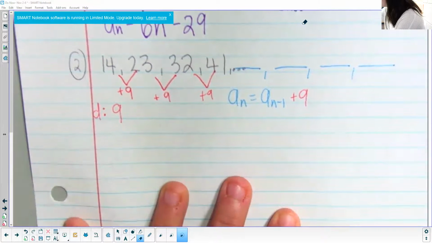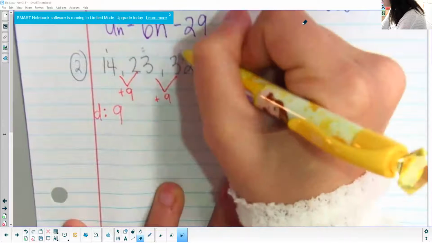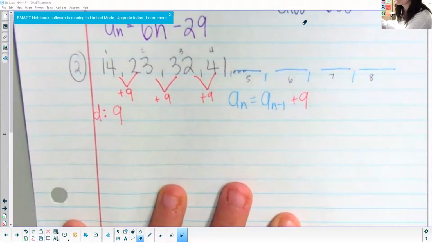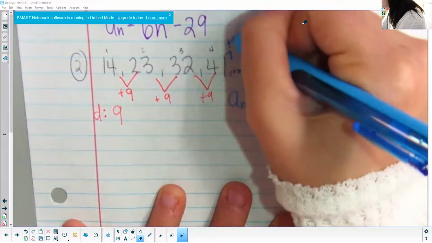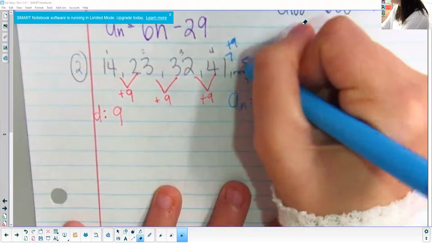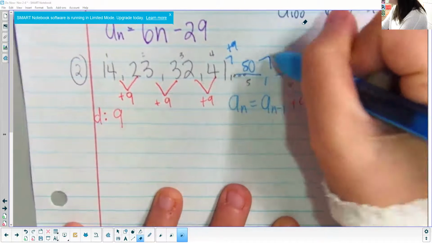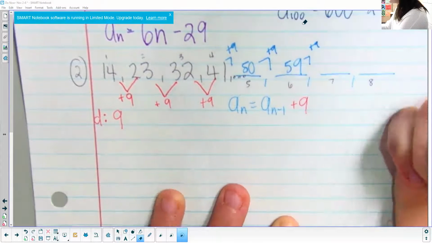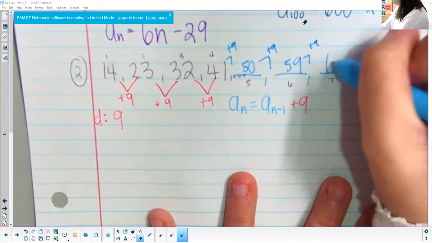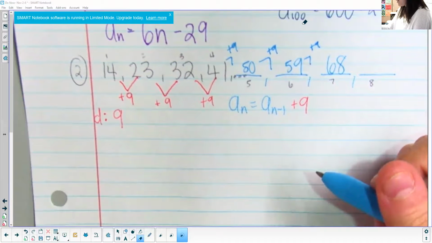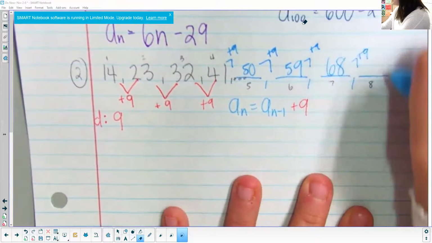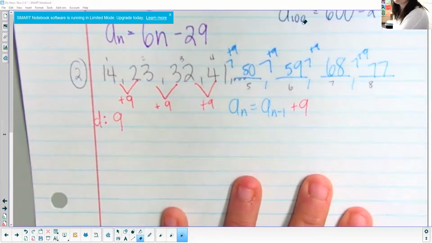So if I'm thinking about this, this is my first term, second term, third term, fourth term, 5th, 6th, 7th, 8th. I can find the next 4 terms here. To go from 41 to my next term, I add 9. So my next term is going to be 50. 50 plus 9 is 59. 59 plus 9 is going to be what? 68. Let me double check myself. Always double check yourself using the calculator. And then 68 plus 9 is 77. So my 8th term is 77 here.